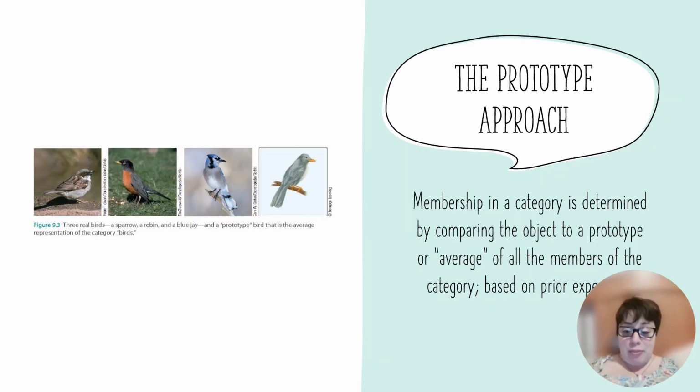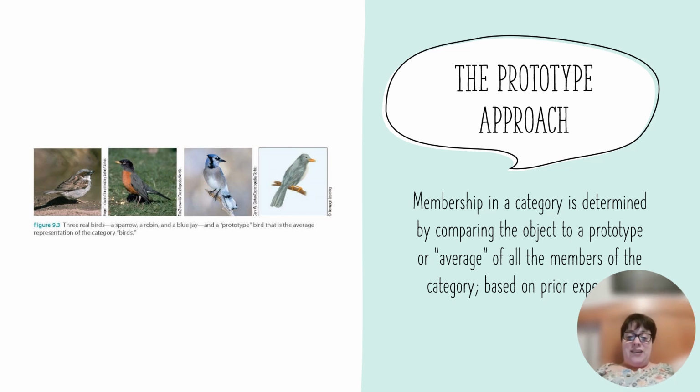Okay, so we talked about the definitional approach and the family resemblance approach. So now we'll talk about the prototype approach to categorization. And so basically, according to the prototype theory of categorization, membership in a category is determined by comparing the object to a prototype that represents the category. So a prototype is a typical member of that category. So what is a typical member of a particular category?